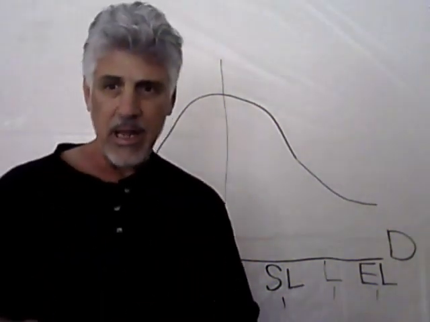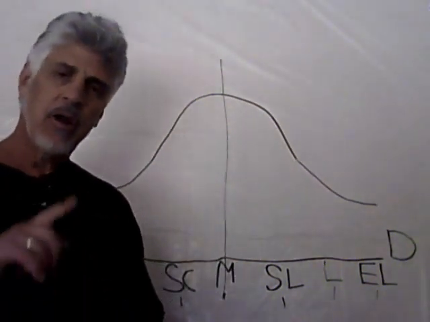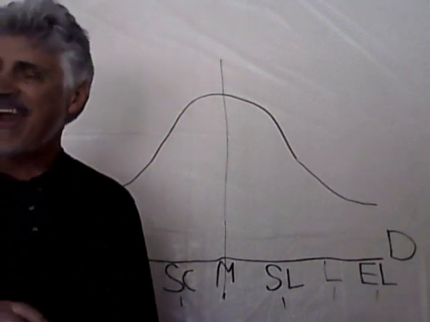But here's the key. In primary elections, we have basically two kinds of primary elections. We have closed primaries, and then we have open.